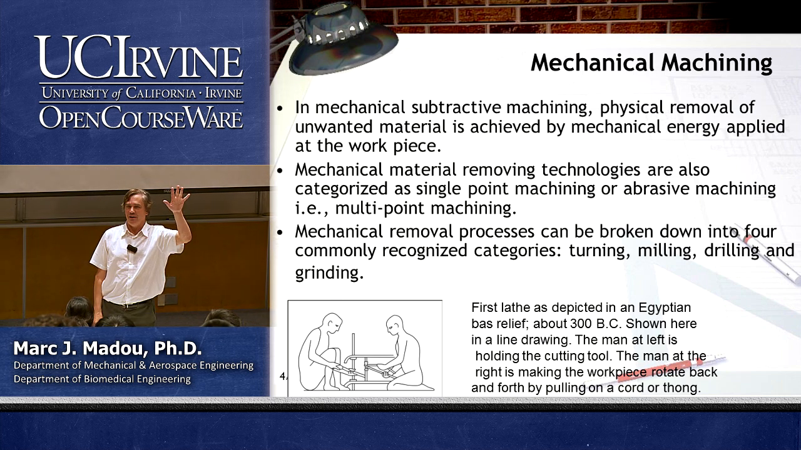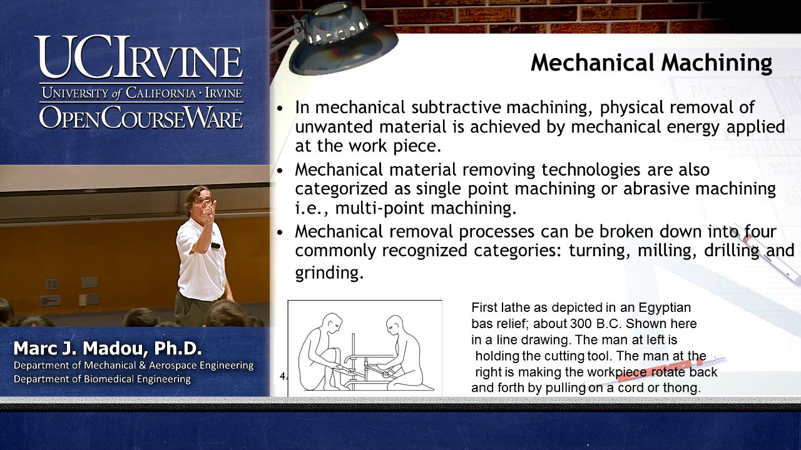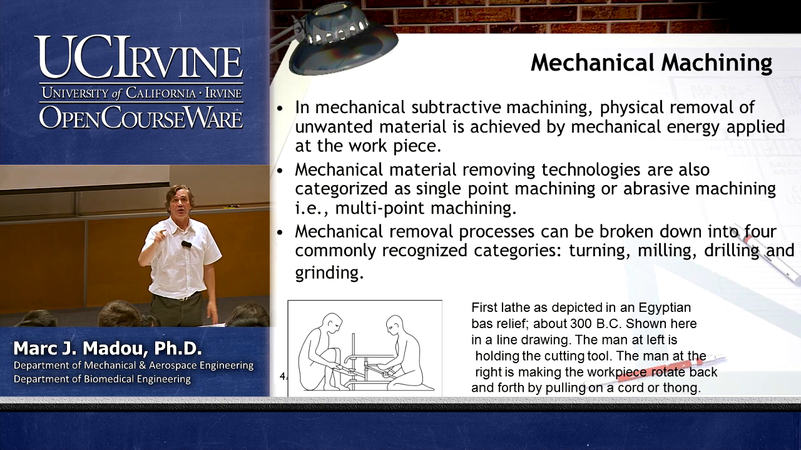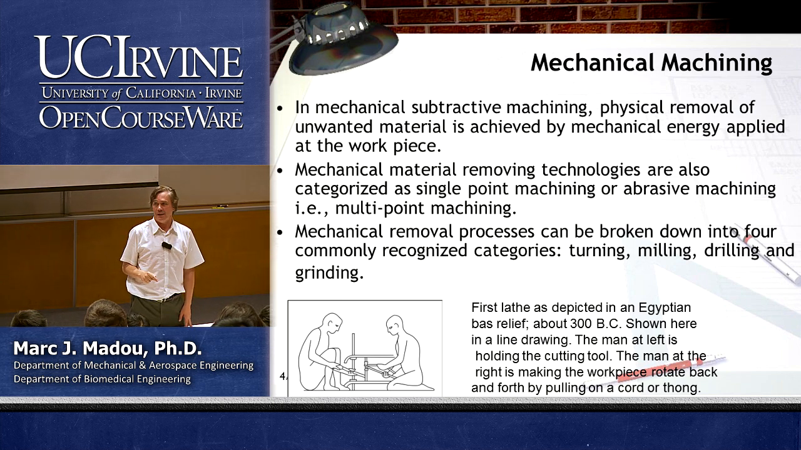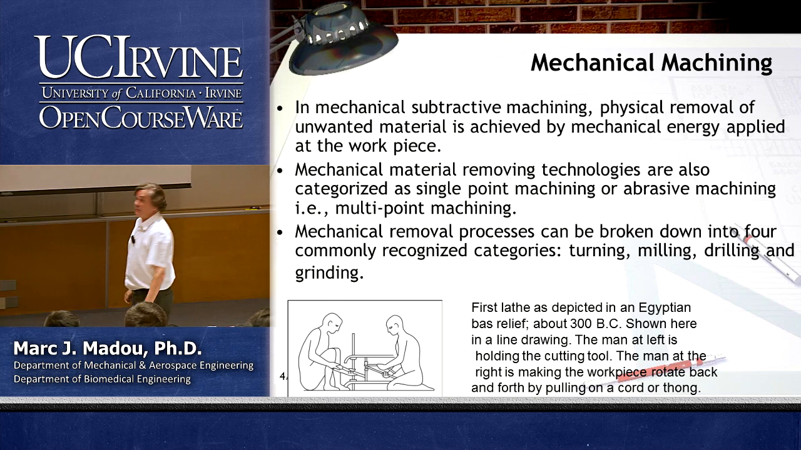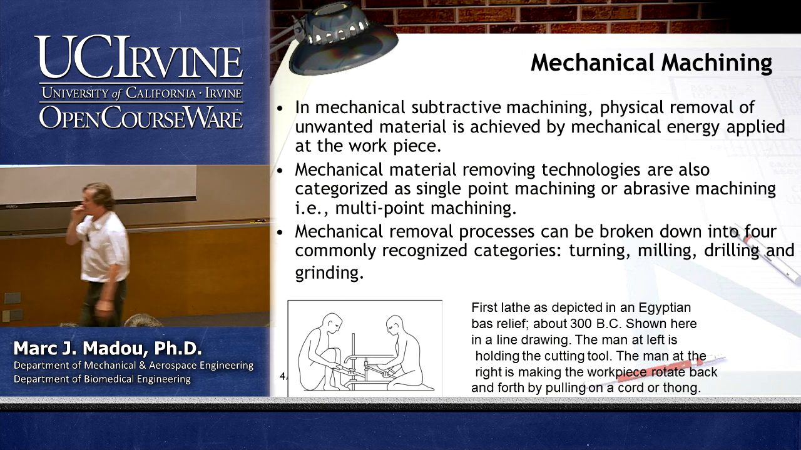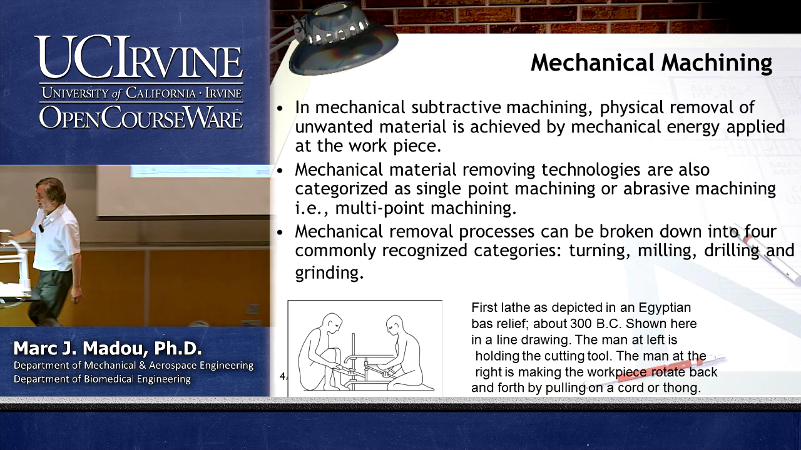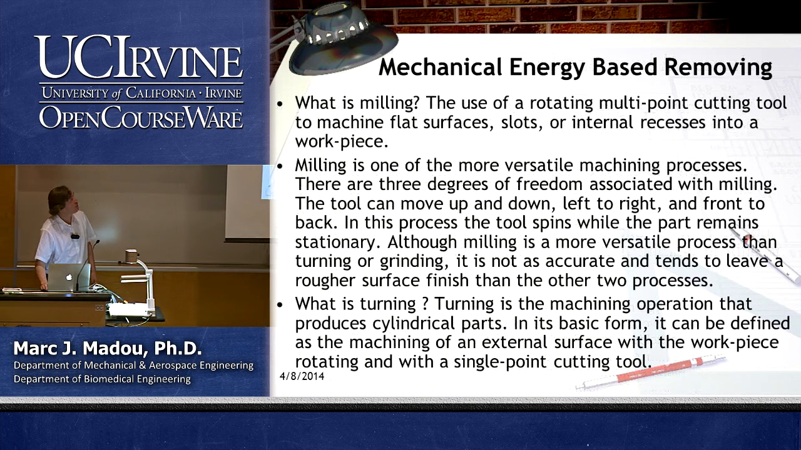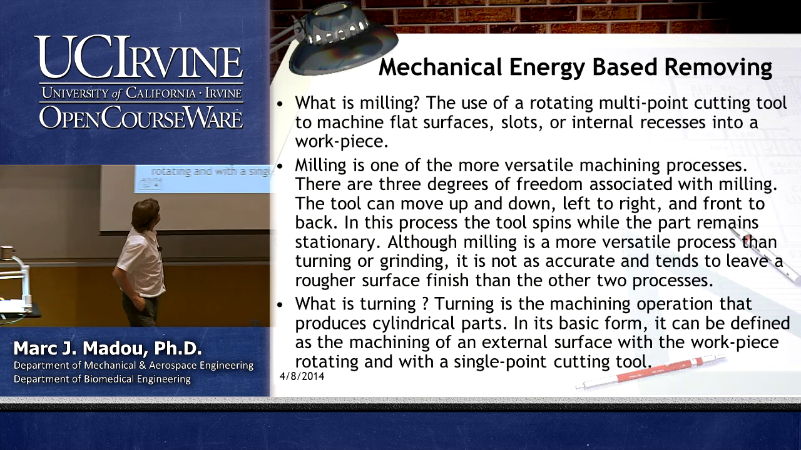Method number five, right? To identify manufacturing: single point, multi-point. So keep track of those, because one good question would be, I'm giving you a machining method, and you categorize it according to all of these criteria we are building up here. Mechanical removal processes, we said already, can be broken down into turning, milling, drilling, and grinding. And that's the last thing we're going to go over for the class today, and we'll illustrate each of these processes with some videos. First, some definitions. What is milling?